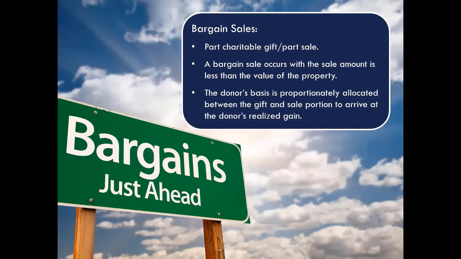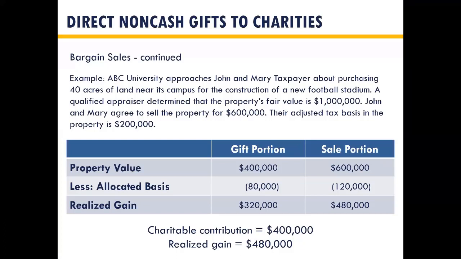Maybe a bargain sale is something that can help. The charitable gift piece of that bargain sale could help offset the capital gain that's recognized. So you basically have to split the tax recognition between the charitable gift piece and the sale piece, but you can use your charitable gift piece to help offset the recognition on that capital gain. So the next page just has an example of what a bargain sale could potentially look like.